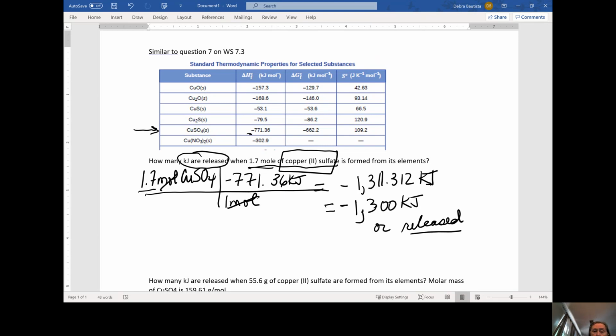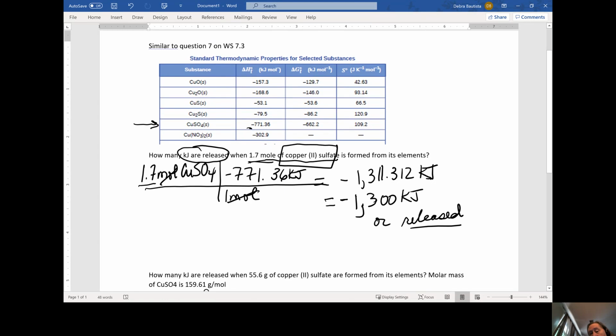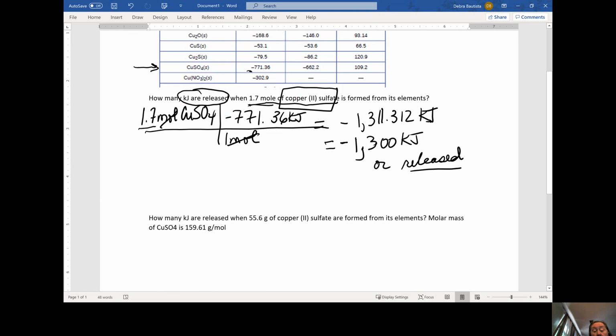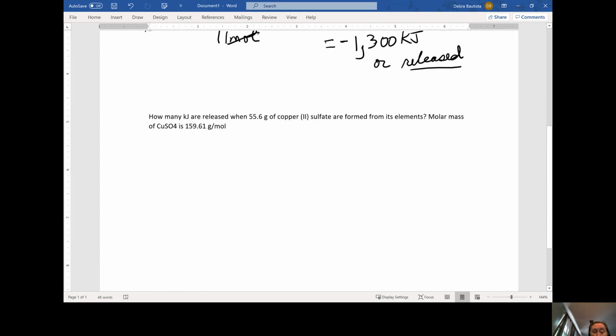Thinking about this problem, if I wanted to extend it a little bit, make it another layer or another thing to do, I decided to go through with this question. It says, how many kilojoules of energy are released when 55.6 grams of this? Now I didn't give you moles, I gave you grams. There's only one more thing you have to do, but you always start with the number in the problem.